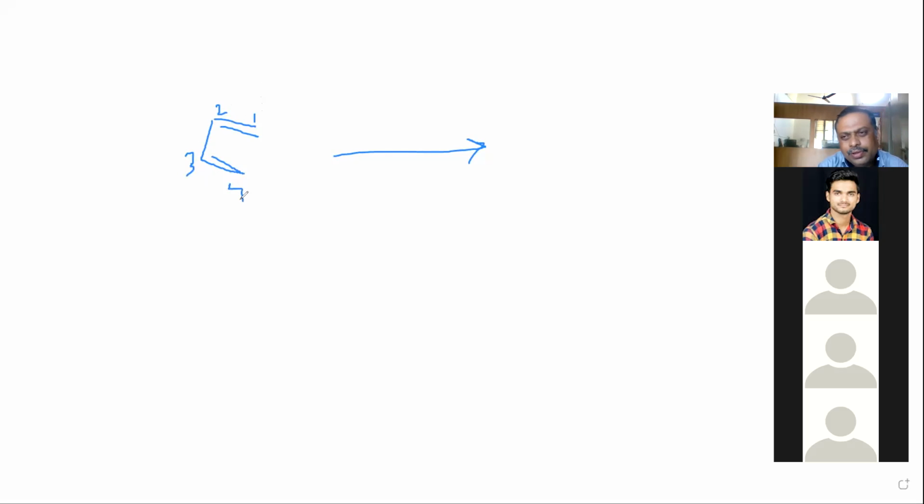a double bond, single and double. What is the name of this compound? Counting 1, 2, 3, 4, the name of the compound is 1,3-butadiene.